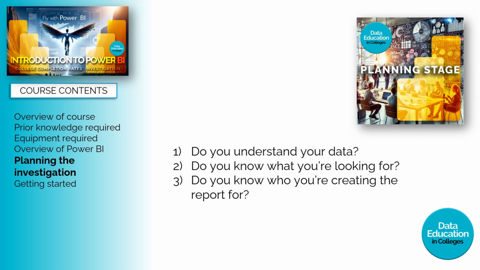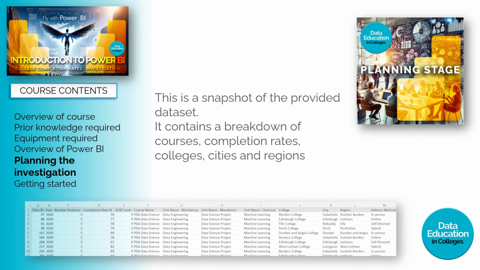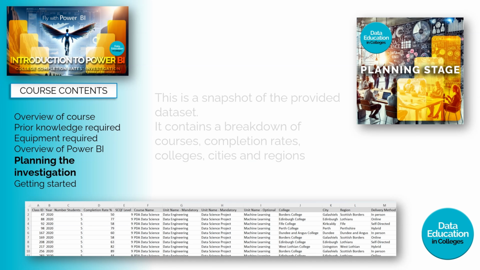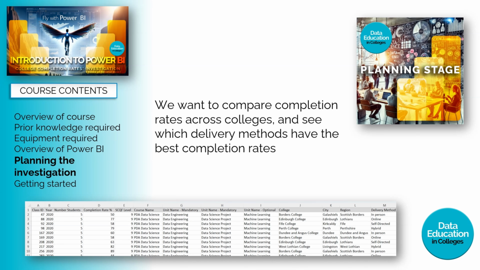So here's a little snapshot of the data set we provided for you. It contains a breakdown of courses, completion rates, colleges, cities, regions, and a few other bits and pieces. And we want to compare completion rates across colleges and see which of the delivery methods have the best completion rates.